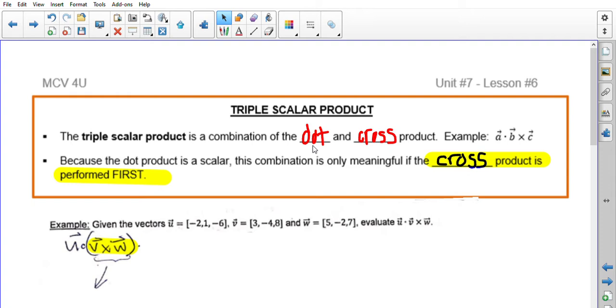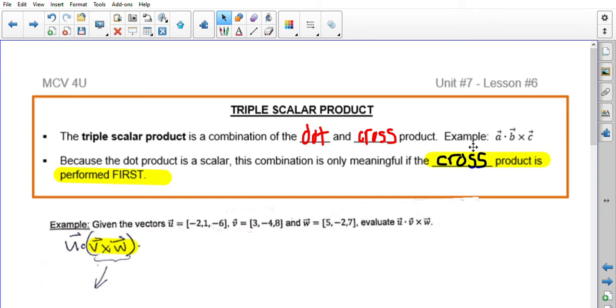Hello, class. Okay, so we're going to finish off now with lesson 6 from unit 7. And this just goes over the concept that is called the triple scalar product. Basically, it means you're going to do 3 different operations. So it is a combination of doing the dot and the cross product. So for an example, it'd be saying A dot B cross C.